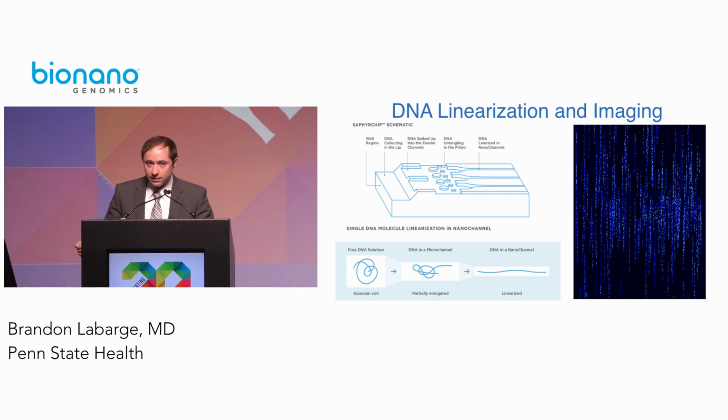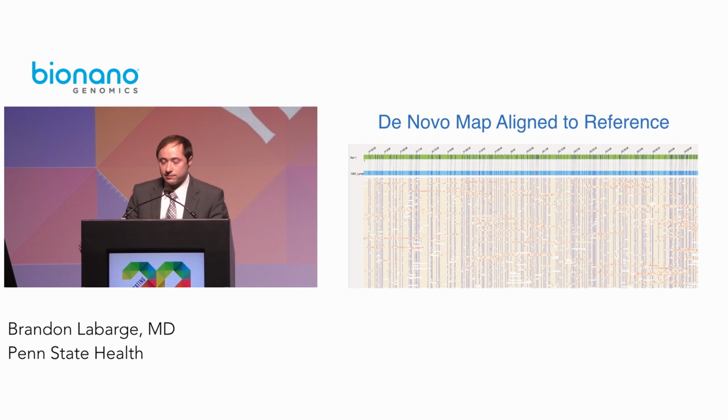This is a closer look at the Sapphire chip and how the linearization process of the DNA works. So the DNA becomes untangled into pillars and then passes into these very narrow channels. When the Sapphire instrument is running, this is the type of data that you see. So you have these very long strands of DNA stained in blue, and there's a green staining, that's the direct label stain, the 6 base pair specific sequence as it passes through. And DNA passes through over and over for repeated cycling.